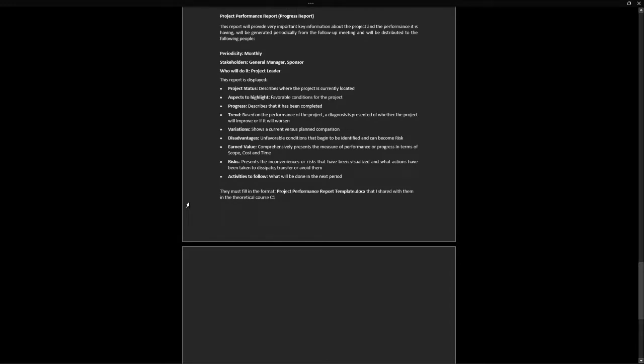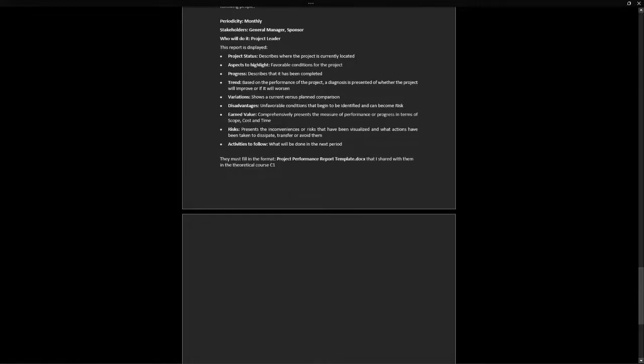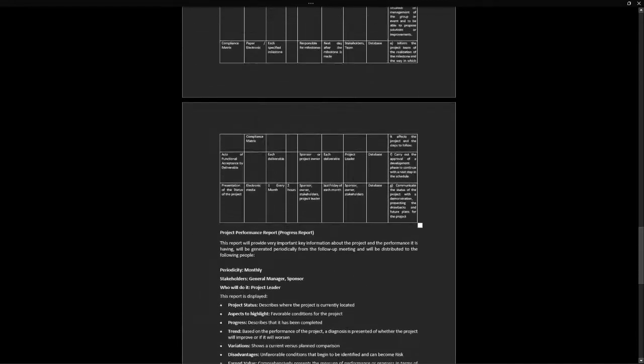Disadvantages: unfavorable conditions that begin to be identified can become risks. Earned value: comprehensive, presents the measures of the performance or progress in terms of scope, cost, and time. Risks: presents the inconveniences of risks that have been visualized and what actions have been taken to dissipate, transfer, or avoid them. Activities to follow: what will be done in the next period. They must fill the format: project performance report. Data shared with them to record the course. This is part of the template we took, and that's basically it.